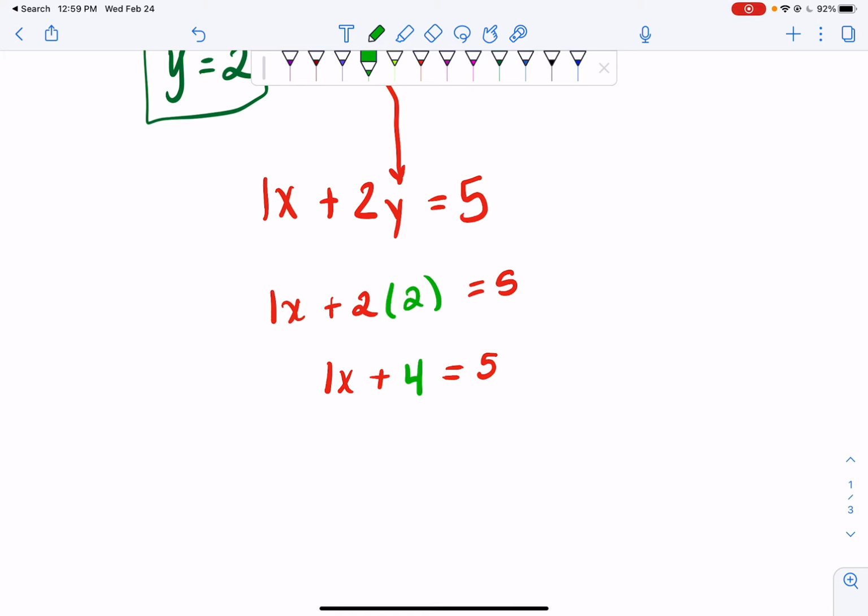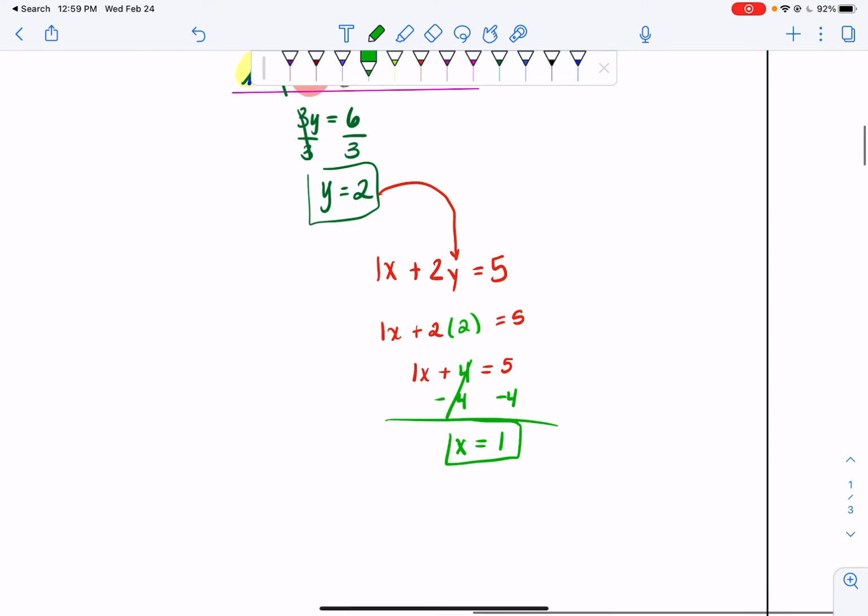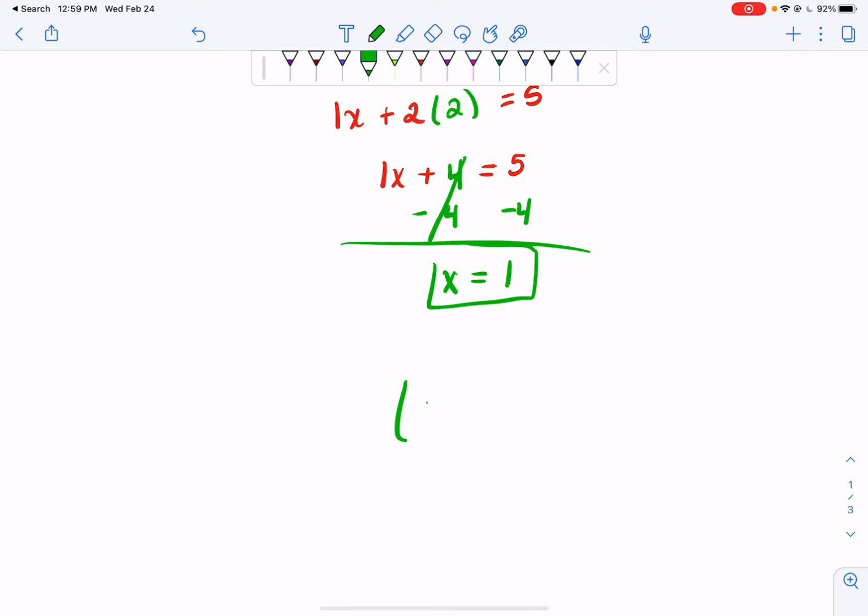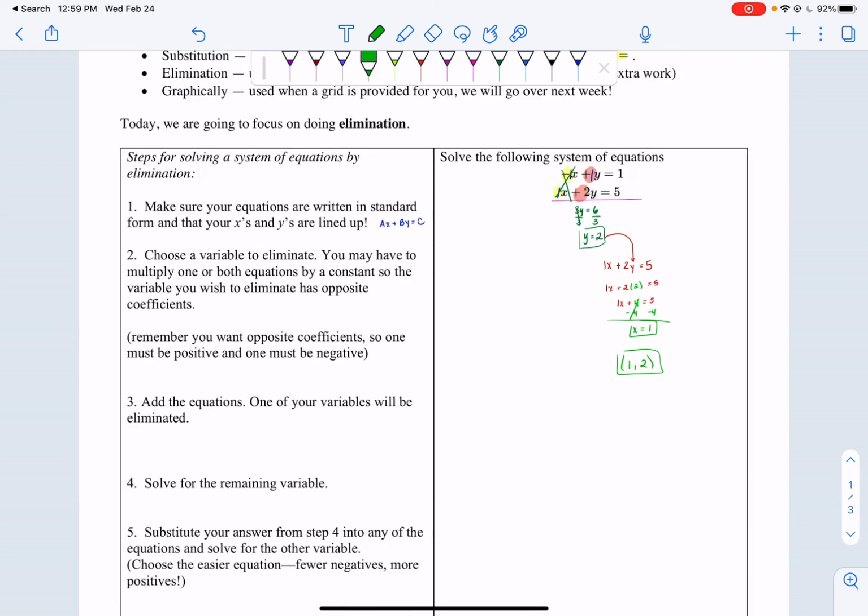And I have to ask myself, how do I get rid of that 4? I'm going to subtract 4 from both sides. So I get x is equal to 1. So my final answer is 1, 2. And you're done with the problem.